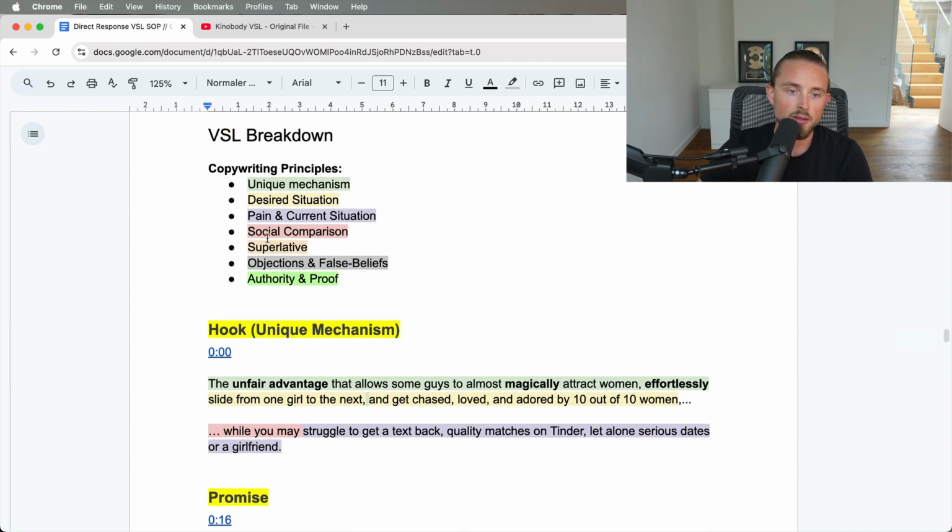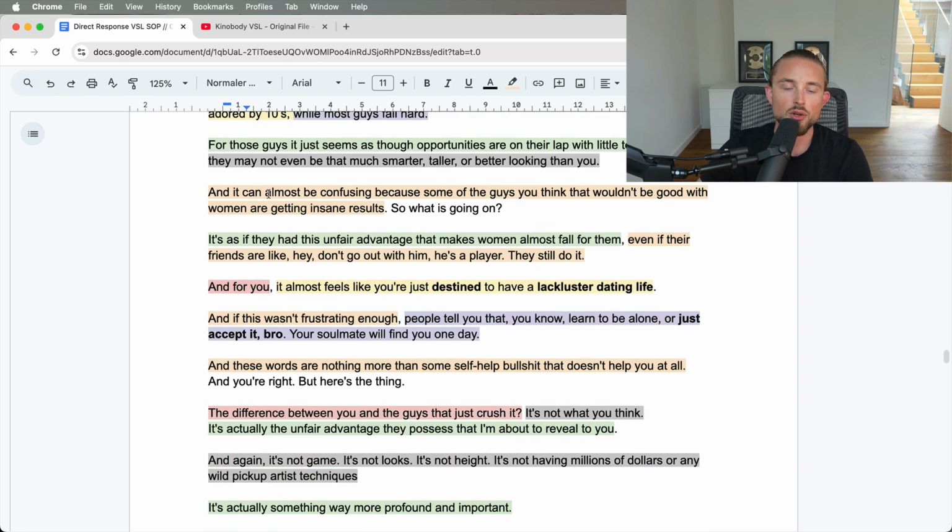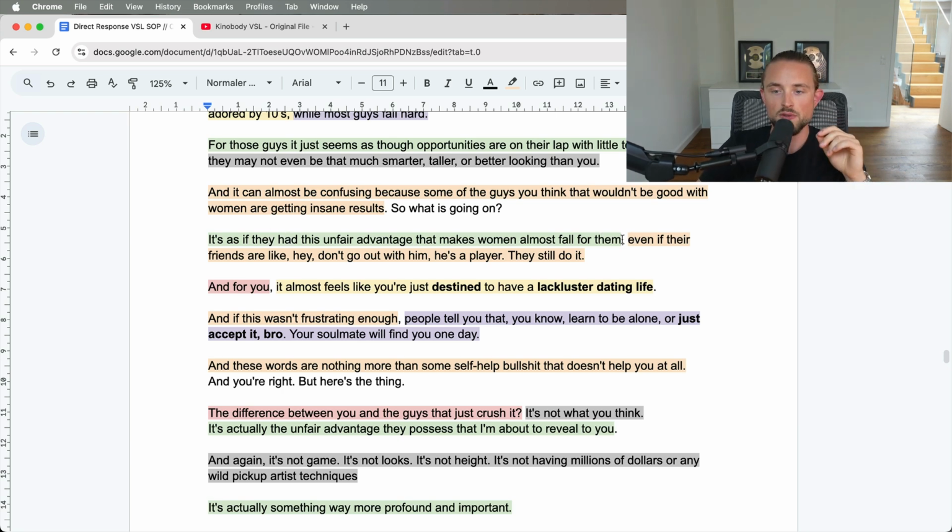What we do then is, again, superlative, so we extrapolate a bit, and it can almost be confusing because some of the guys you think wouldn't be good with women are getting insane results. So what is going on? It's as, and here again, unique mechanism, it's as if they had this unfair advantage that makes women almost fall to them. Even if their friends are like, hey, don't go out with him, he's a player, they still do it.